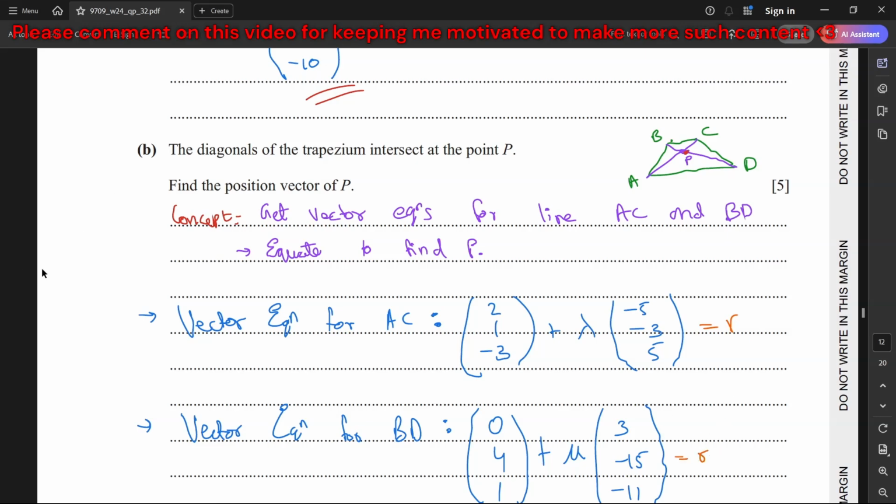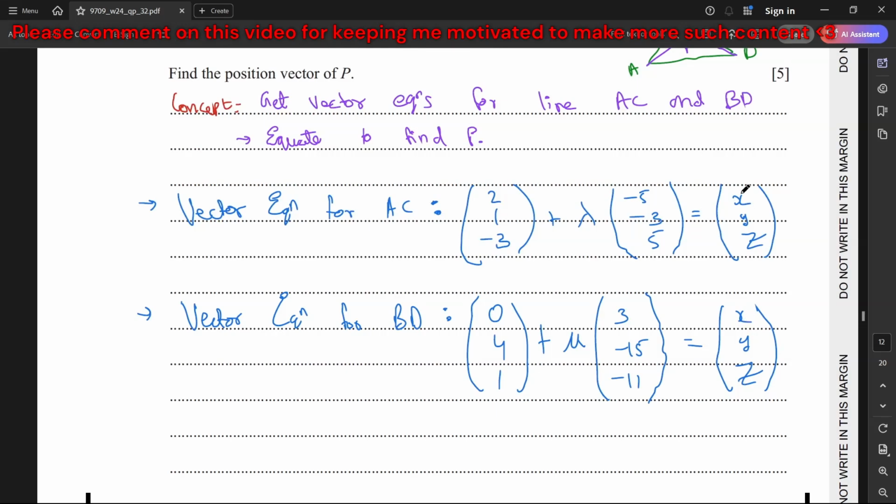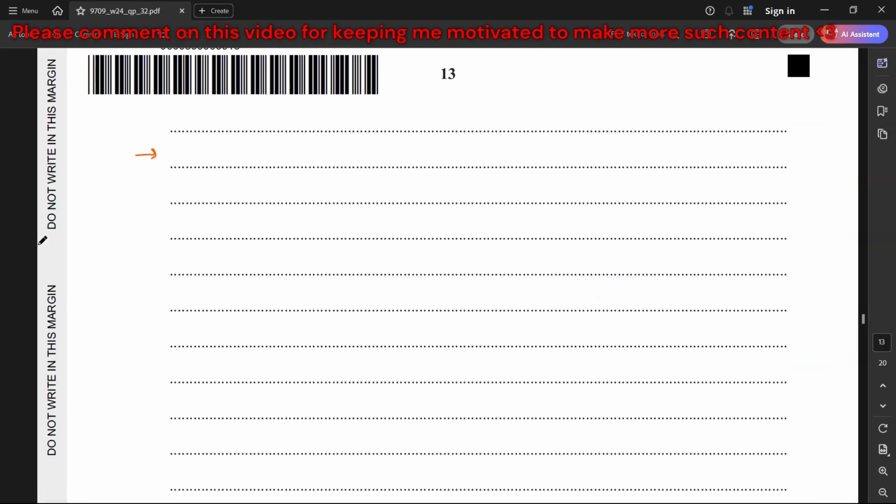I'll just write it in blue. So this is equal to r, which is nothing but a point lying on the line, and this is also equal to x y z. Because both of these lines intersect at point P, this x y z and that x y z must be equal to each other. That is why I'm going to equate the x coordinate of AC with BD, then the y coordinate of AC with the respective y coordinate of BD, and so on for the z coordinate.